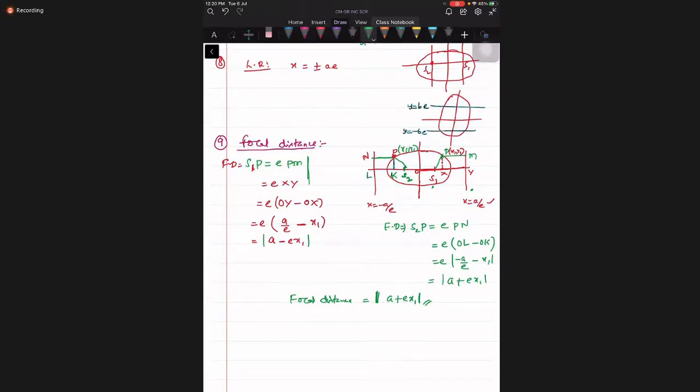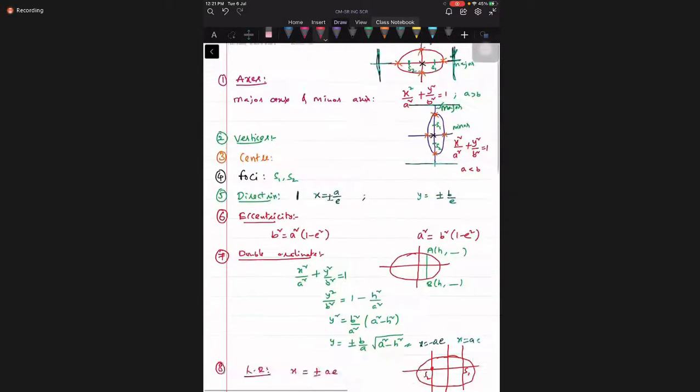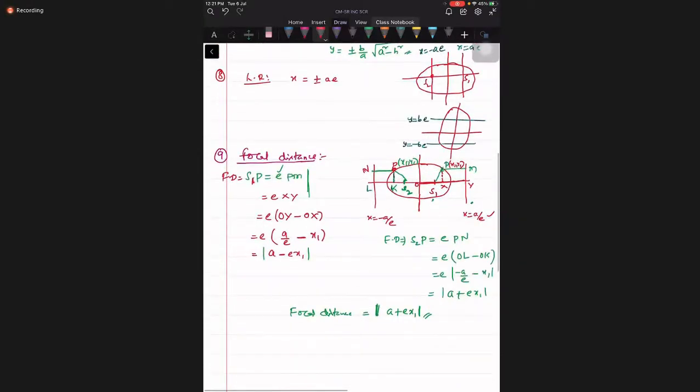Regarding focal distance, it should be less than mod of A. Why less than? Because eccentricity is less than 1. What is the definition? SP by PM is equal to E. SP is less than PM, that is correct, but I'm using this E also here. Understand, students, regarding focal distance? If you are good at the basics, then you can understand questions. Otherwise, you cannot understand the question. It will become a little difficult.